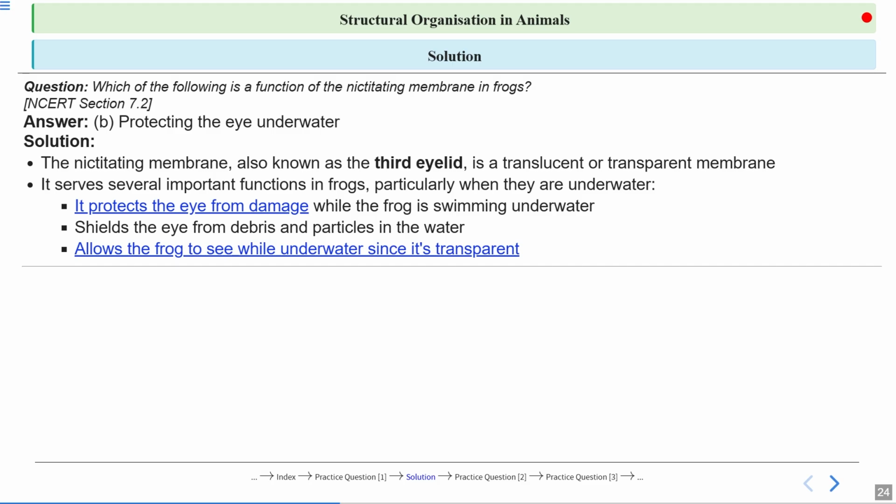It allows the frog to see while underwater since it is transparent, right? So it is transparent, so it can see under the water also while protecting its eye. Right? So this nictitating membrane is very, very important, and it is considered a third eye in the case of frog. Okay, let us see the next question.